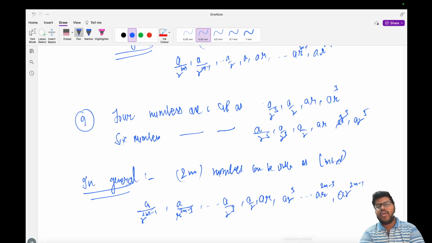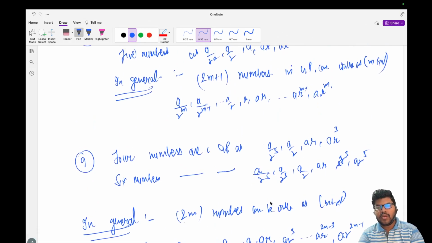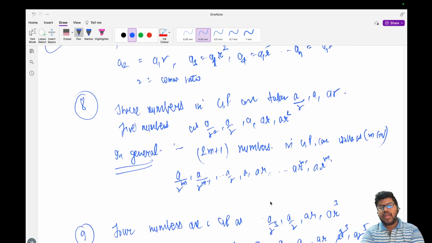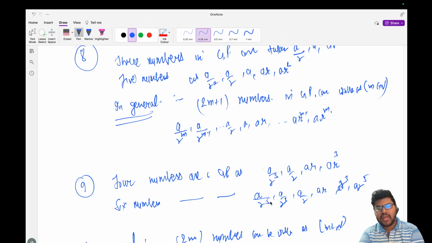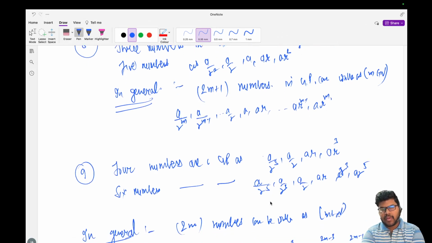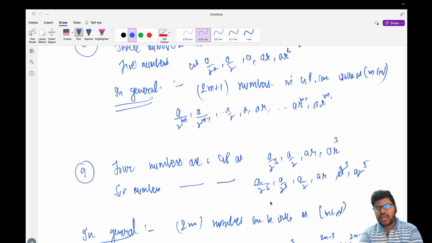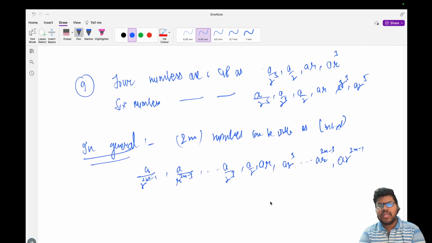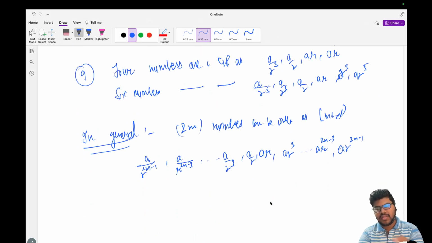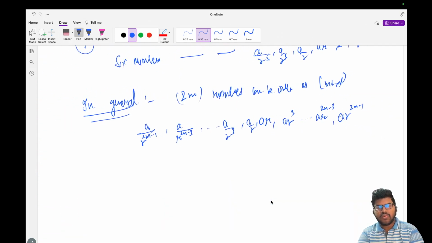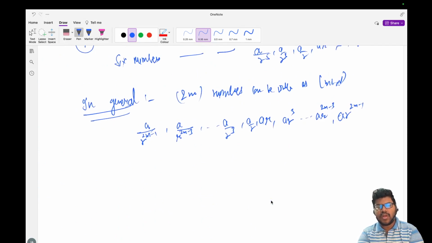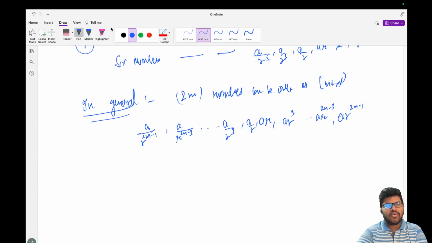So look, what did we see? If we talk about an odd number of terms, then odd numbers of terms can be written as 2m+1 numbers, right? And these are a r^m, a r^(m-1), up to a r and a upon r, and so on. Similarly, in general, 2m numbers can be written this way, right? So we have seen the properties, and now it's time to do some questions, so let us start the question series.